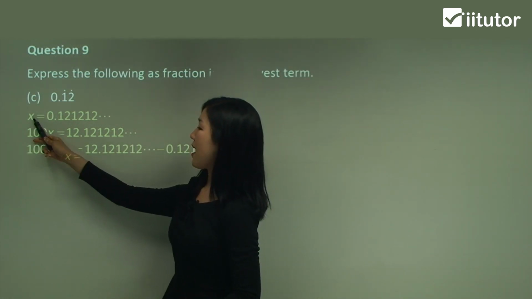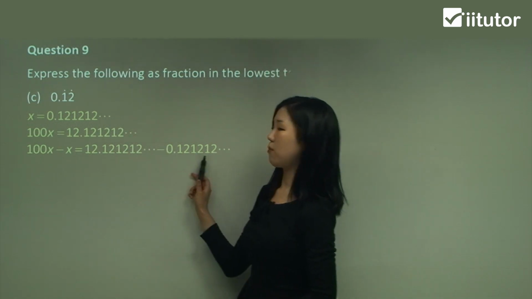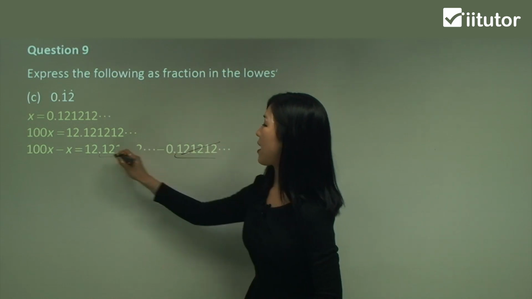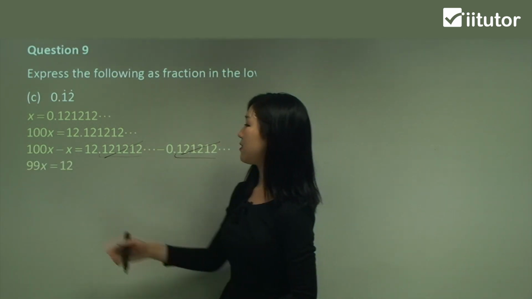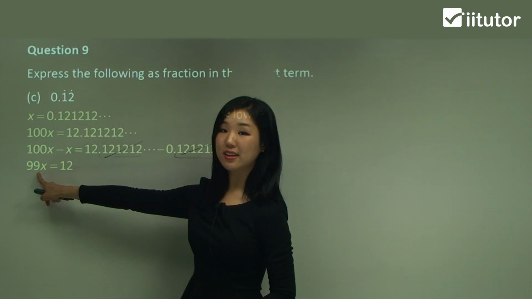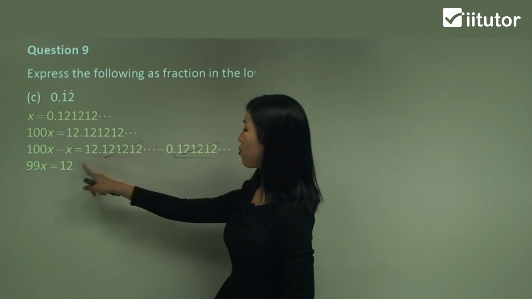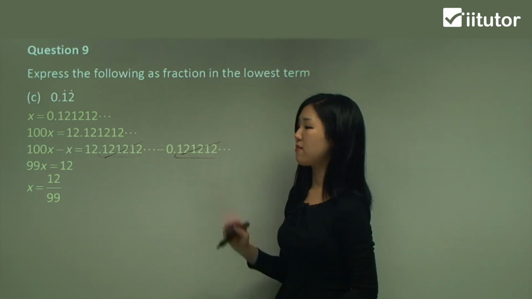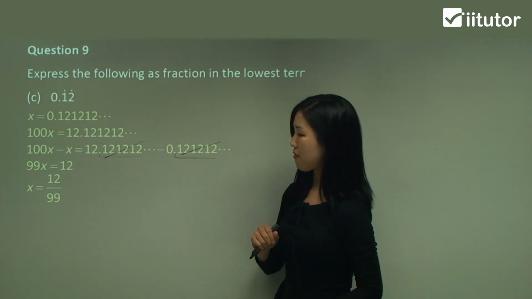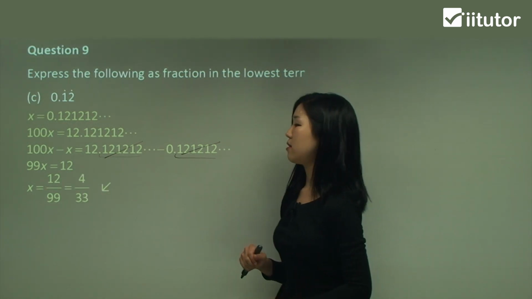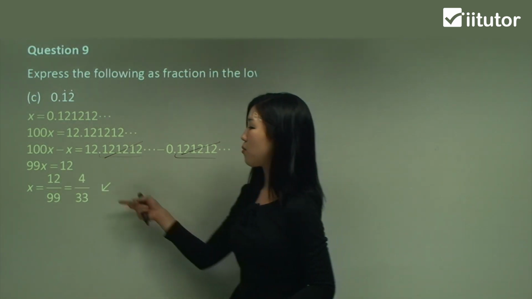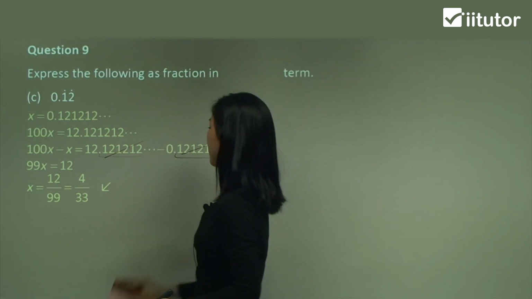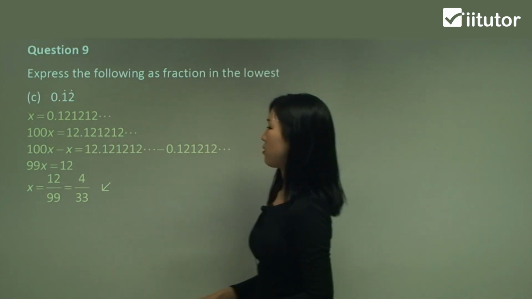So 100x minus x, and then 12 point minus 0 point. And you can see that after the decimal, everything is the same, so they will cancel out when I subtract. So we'll just have 100x minus x, which is 99x, and 12 minus 0, which is just 12. Okay, and then divide both sides by 99, we get 12 over 99. But guys, I think we can simplify further. We have common factors, don't we? So simplify both by 3, and then we get 4 on 33. So make sure it's in its lowest term, simplest form. Okay, and that's it. So it's pretty repetitive, isn't it?